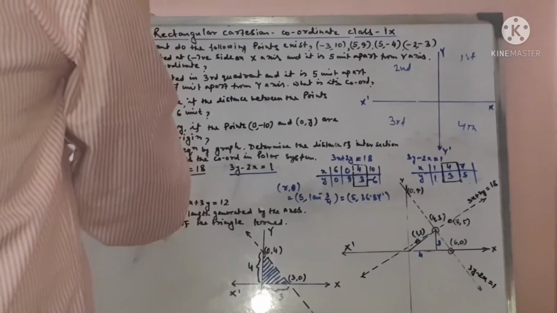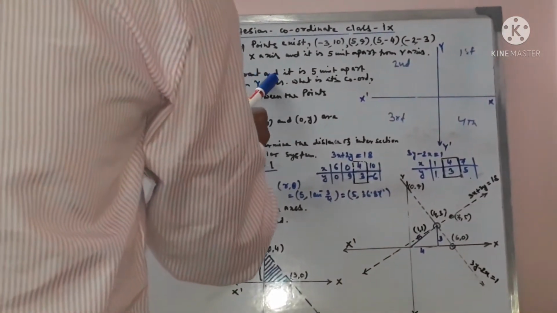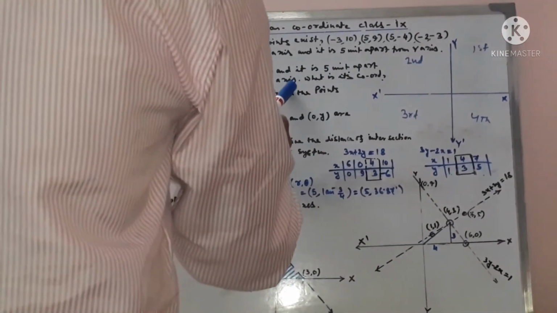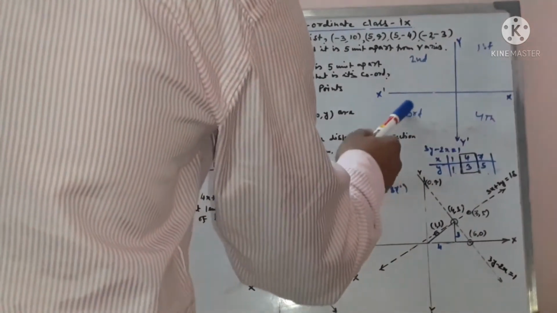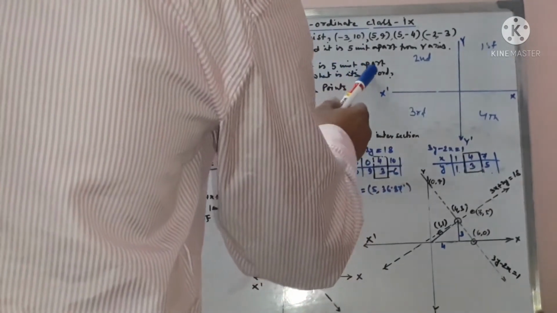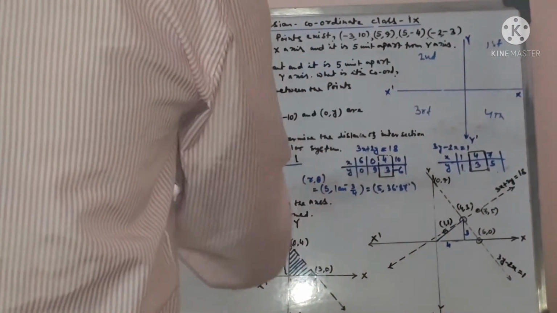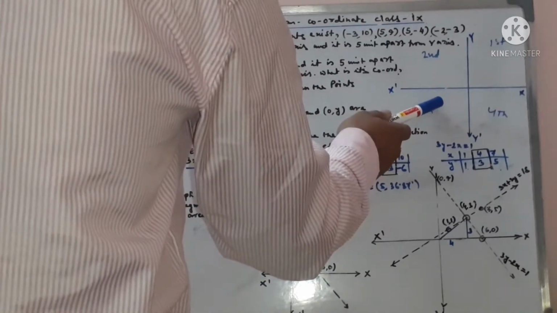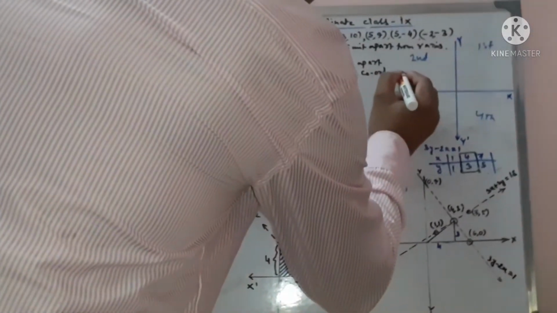Then third question is, a point is situated in the third quadrant and it is 5 units apart from the x axis and 7 units apart from the y axis. As the point is situated in the third quadrant, both abscissa and ordinate will be negative. As it is 5 units apart from the x axis, its ordinate will be 5 and abscissa will be 7. So the coordinate of the point will be (-7, -5).